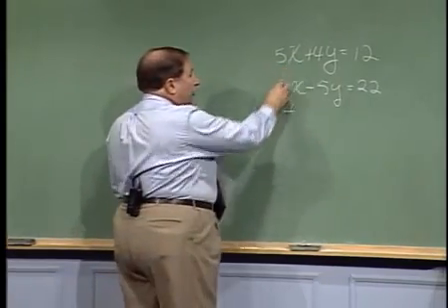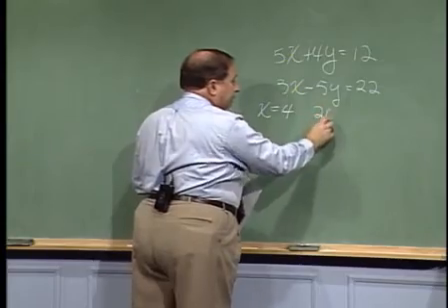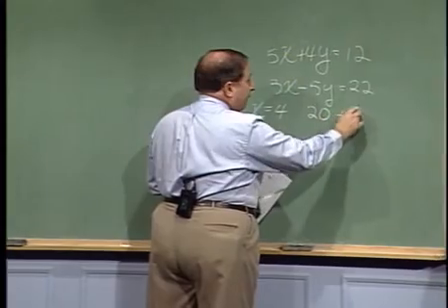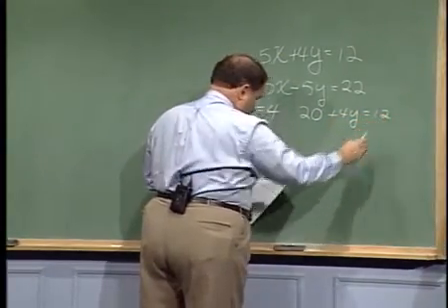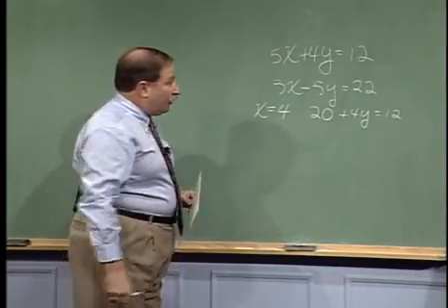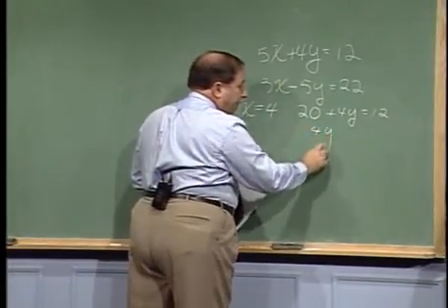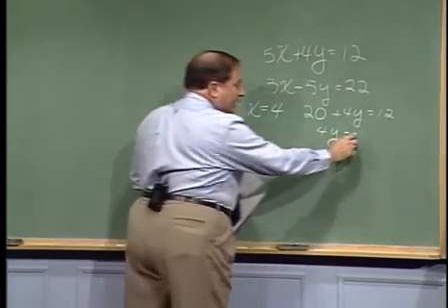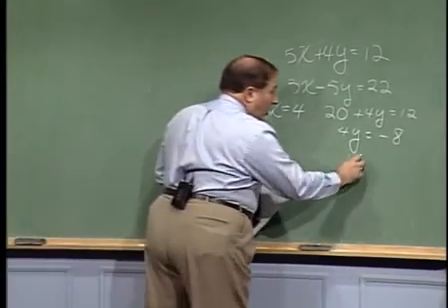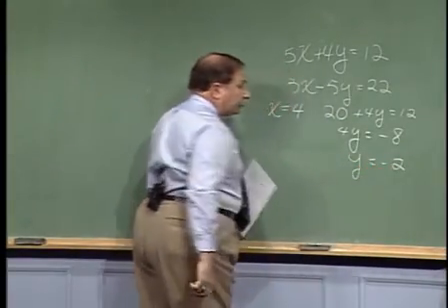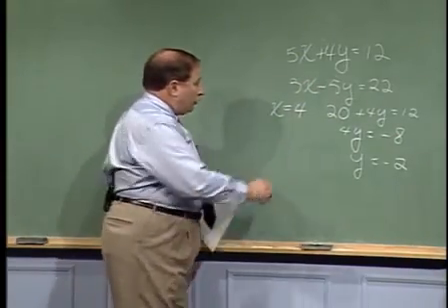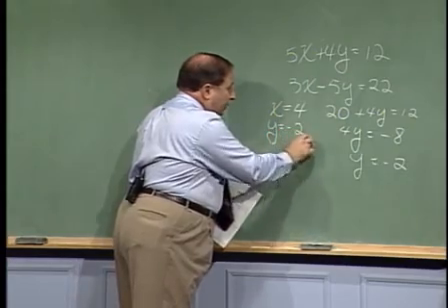Let's see. Well, if x is 4, 5 times 4 is 20. And let's see, 20 plus 4y equals 12. Now we have an equation, one letter, easy to solve. Subtract the 20. 12 minus 20 is negative 8. Divide both sides by 4. And we get y equals negative 2. Okay. So now we have our solution. X equals 4. Y equals negative 2.